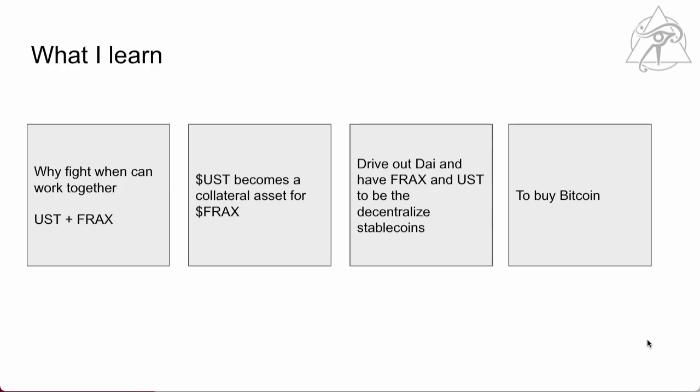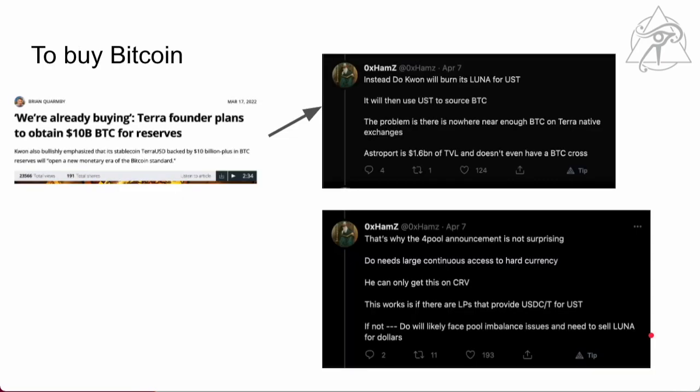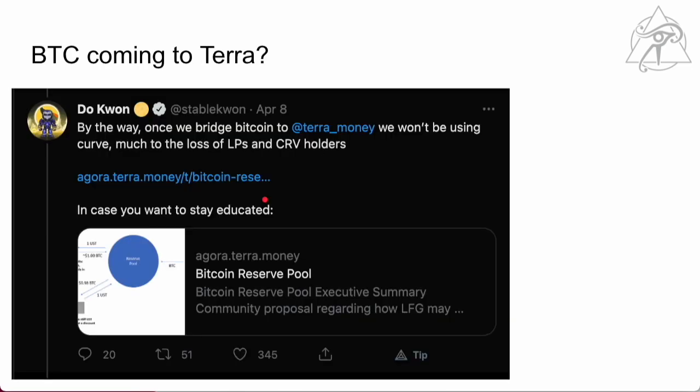And the last reason will be to buy Bitcoin, particularly for TFL. Now let me explain that. We all know that LFG plans to buy 10 billion of BTC, but there is no such liquidity on the native Terra chain. So having a deep liquid 4Pool, UST can be swapped for USDT to make the purchases. Do Kwon also shared that once they bridge Bitcoin to Terra, they won't be using as much of Curve.